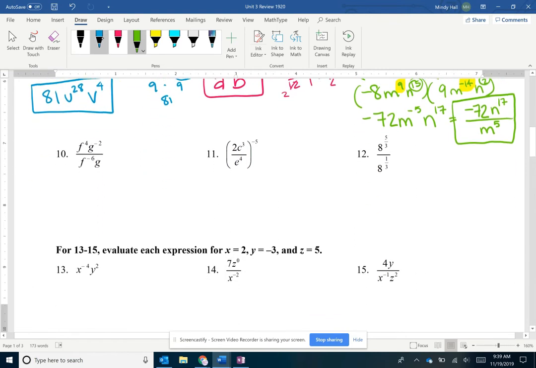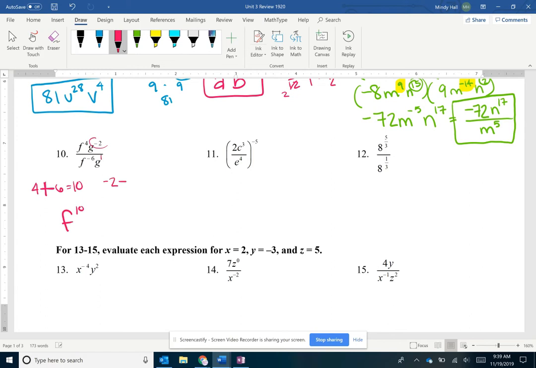So then for number 10, we are going to simplify again. We have f and g in the top and the bottom, so we can combine them. When we are dividing, we want to subtract our exponents. So if I have f to the fourth and f to the negative 6th, 4 minus negative 6 would be like 4 plus 6, which is 10, which means it's going to be f to the 10th power. And then for g, we have negative 2 minus 1, which is negative 3. So that would be g to the negative 3.